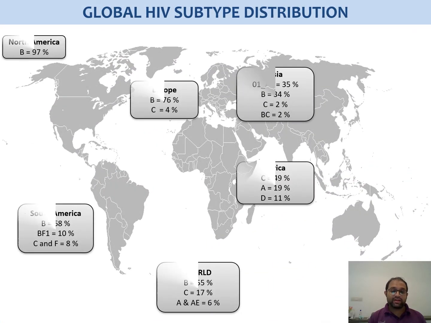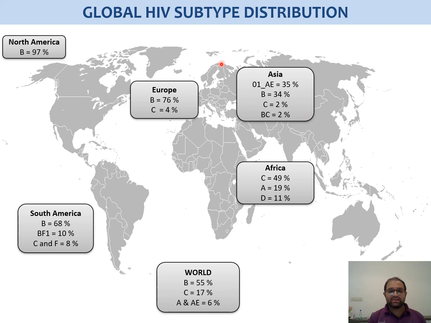This map shows the distribution of different HIV subtypes in different parts of the world. You would appreciate that, for example, subtype B is common in North America, South America, and Europe, and also in most parts of the world. In Africa it is subtype C, and in certain regions we have subtype A.